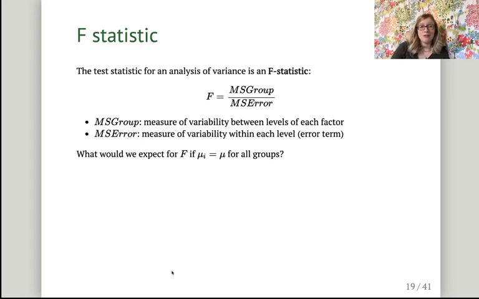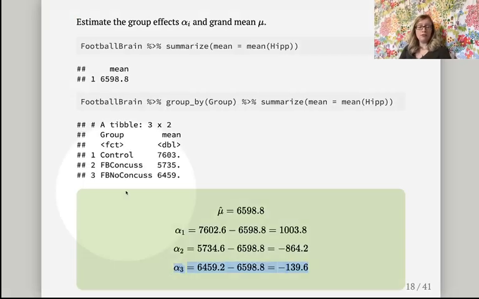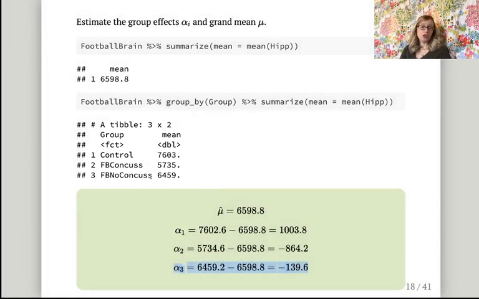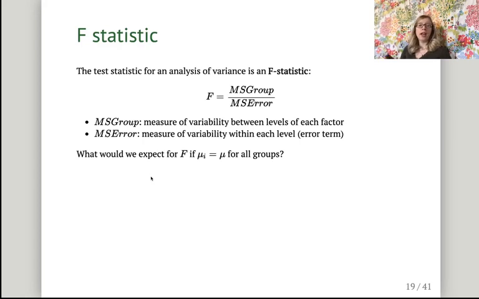The test statistic for an ANOVA test is called an F statistic. This F statistic is essentially the ratio of 2 measures of variability. So we calculate something called a mean squares for group, or MS group. This measures how much variability there is between levels of each factor. So it's a measure of how different the control group is from the concussion group is from the no concussion group. The mean squares for error then measure the variability within each level. So how much variation is there in the errors?